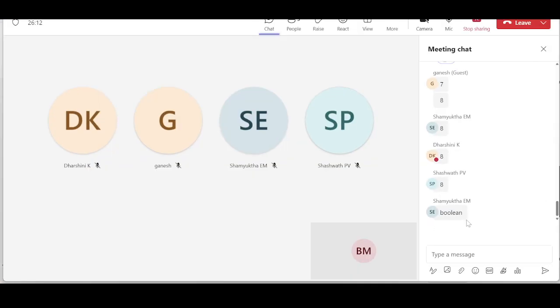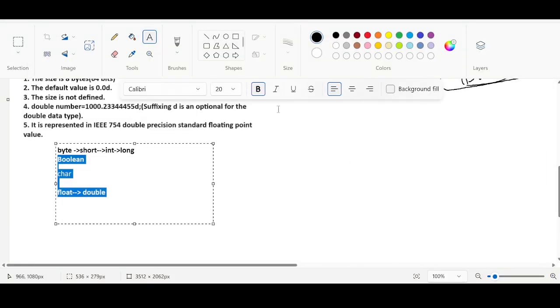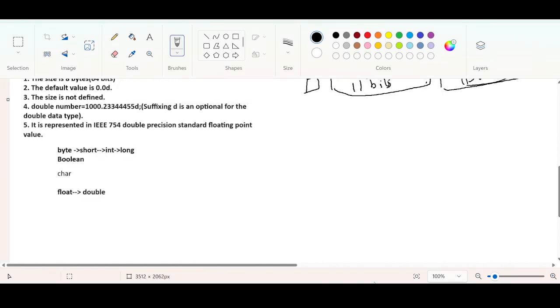Boolean is the smallest one, correct, Samyukta? What is the largest one? Largest one, we are not sure. Why are we not sure? I will tell you. From the memory's perspective, Boolean is the smallest. Boolean is going to consume only 1 bit of memory space. Okay, right?